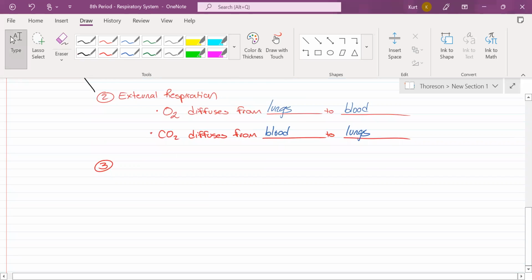So let's go to step 4. Or yeah, 3. Transport of gases. What transports oxygen and carbon dioxide throughout your body? Blood.